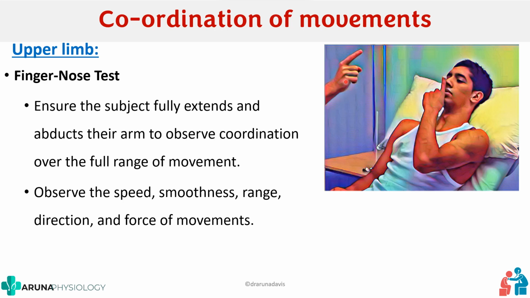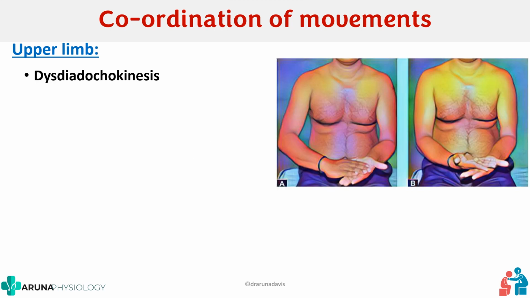So that is the first test for coordination of movement, which is the finger nose test. So remember, the subject should touch the examiner's finger and touch the nose. Remember, the subject has to do it as quickly as possible and extend and abduct his arm fully. Okay. So the next test is the dysdiadochokinesis. We are checking for dysdiadochokinesis.